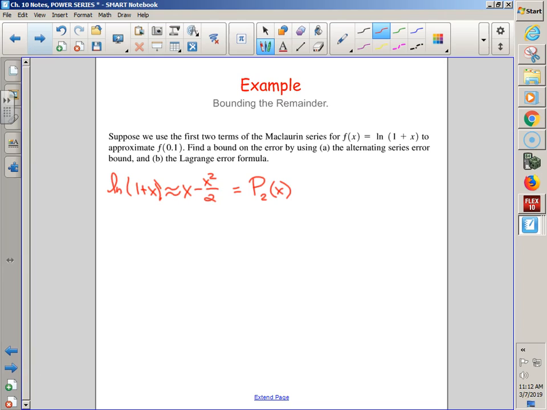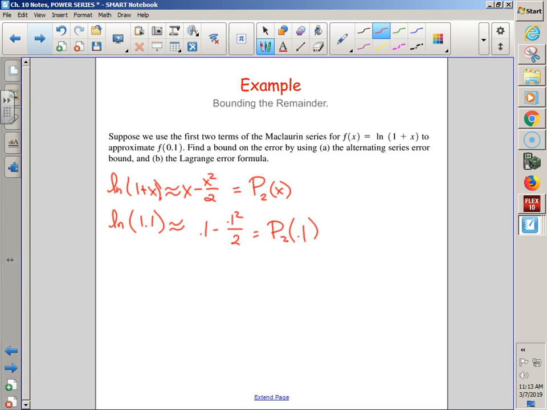Wait, what's the interval of convergence for ln of 1 plus x? Oh, so yeah, we would have been in trouble. I couldn't have written the equals anyway. For some of them, I can write equals because they converge for all real numbers. Others, they don't. But the approximate, now I'm good. So we're going to approximate f of 1.1. If x is 0.1, can't I plug it in and say I'm approximating ln of 1.1? Okay, so then I get 0.1 minus 0.1 squared all over 2 equals p sub 2 of 0.1.